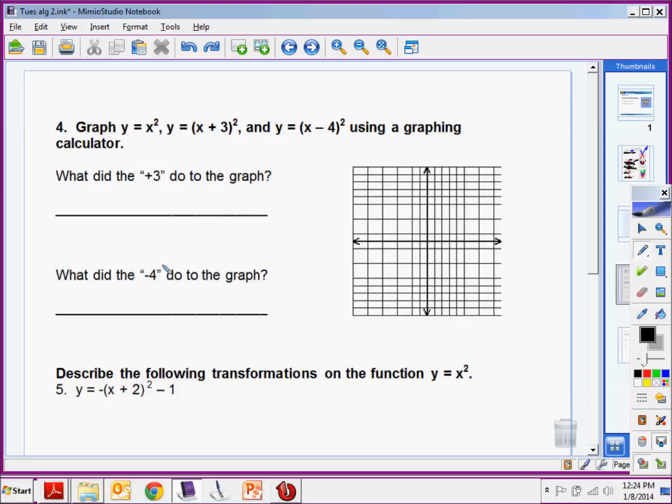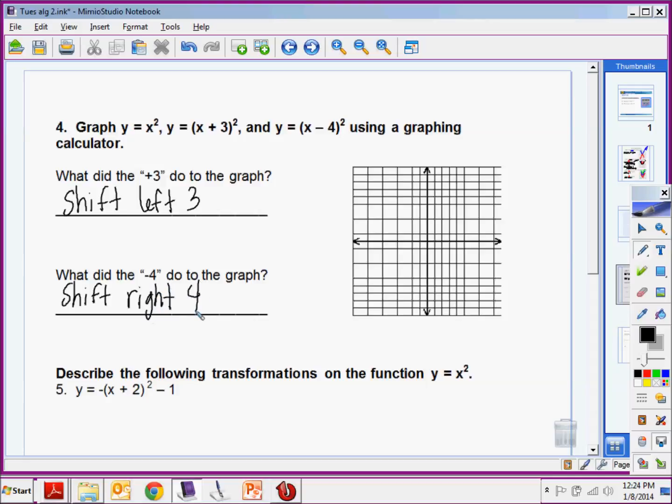All right, so if I'm a plus 3, it's going to cause me to shift what? Left. If I'm a minus 4, it's going to cause me to do what? Shift right.